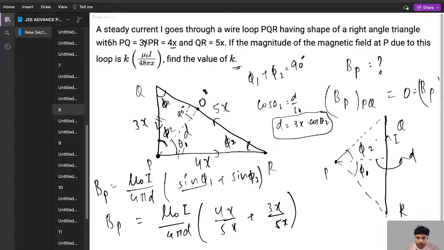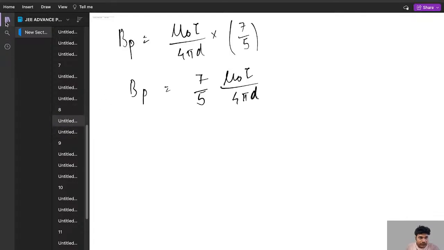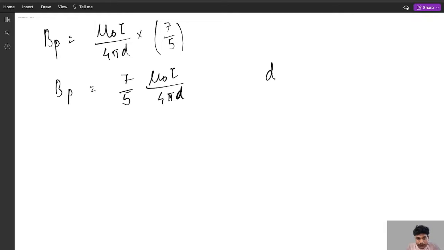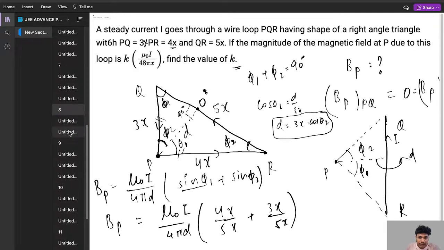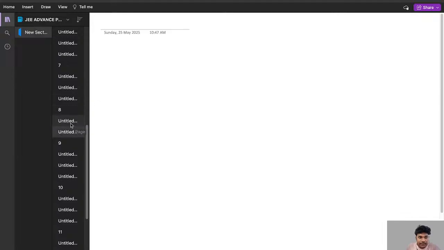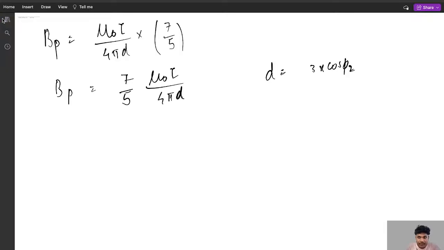Now put the value of this in the equation. Then we get small d is equal to 3x times cos theta 2. What is theta 2? Cos theta 2 is 3 by 5, right? That is 3 by 5. So d is equal to 3x into 3 by 5.